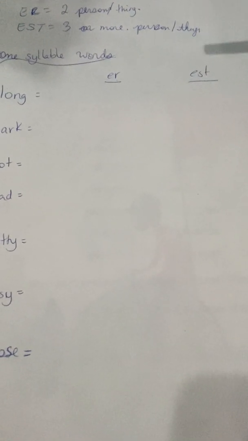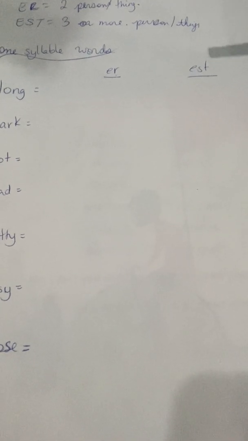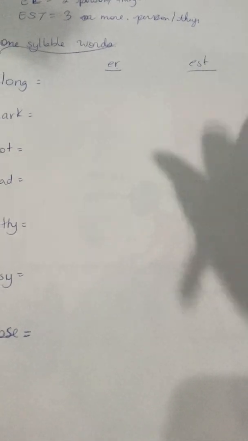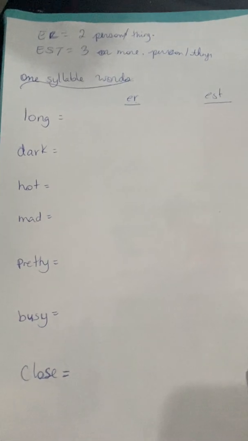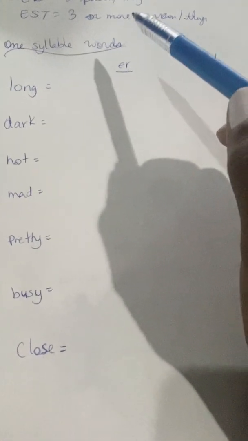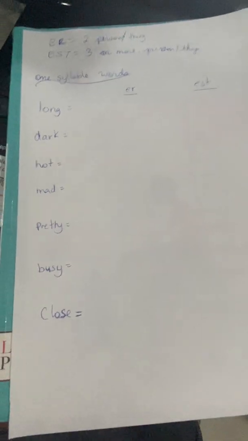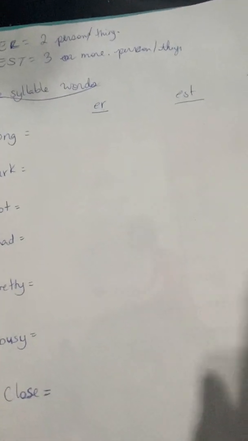Okay, so we're going to go ahead and look at some of the rules here. Now, the rule that we were following yesterday said that if there is a vowel plus consonant, we double the consonant. Just write it in the chart here. This is for a vowel and consonant.